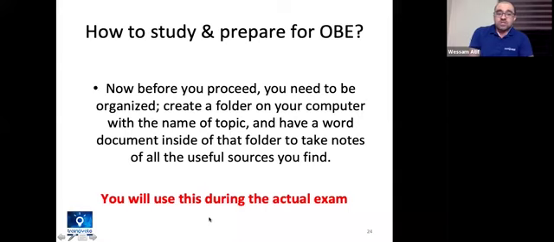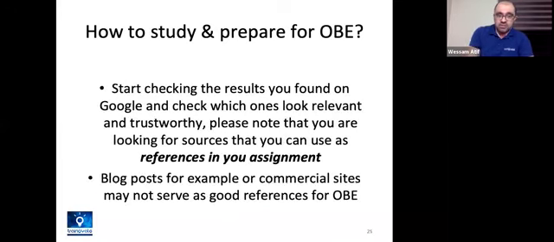Now, before you proceed, you need to be organized, as we said. So create a folder on your computer with the name of the topic, and have a Word document inside that folder to take notes of all the useful sources. So let's say if your notes are classified as chapters or elements, then you talk about element 1, the topic, put the videos, put your resources, things like that. And you will use this during your actual exam, of course. This is the preparation phase.